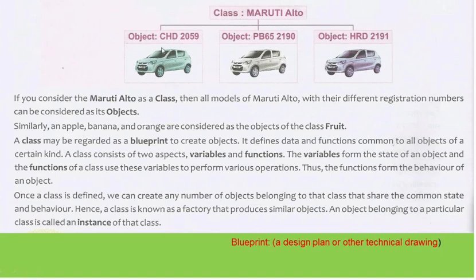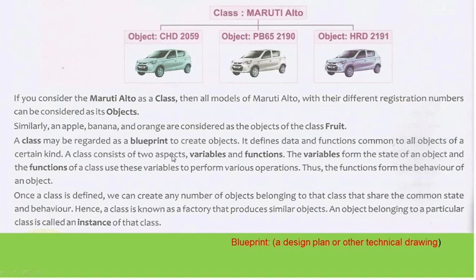Okay. Similarly, an apple, a banana, an orange are all considered as the objects of the class fruit. Okay, all these are objects of the class fruit. Okay, now a class may be regarded as a blueprint to create objects. Now this is a very, very important line.